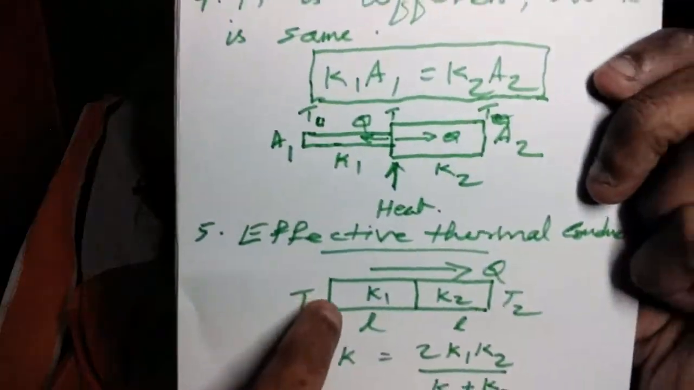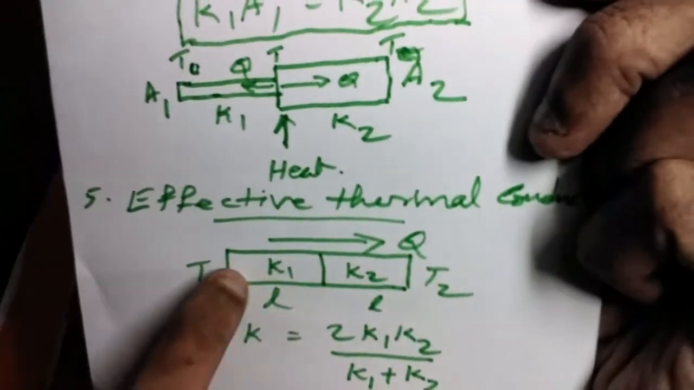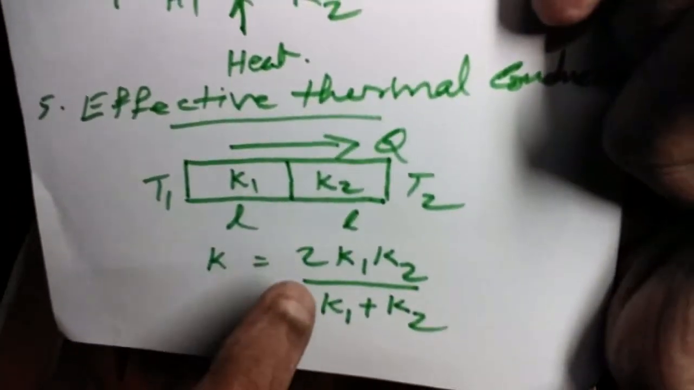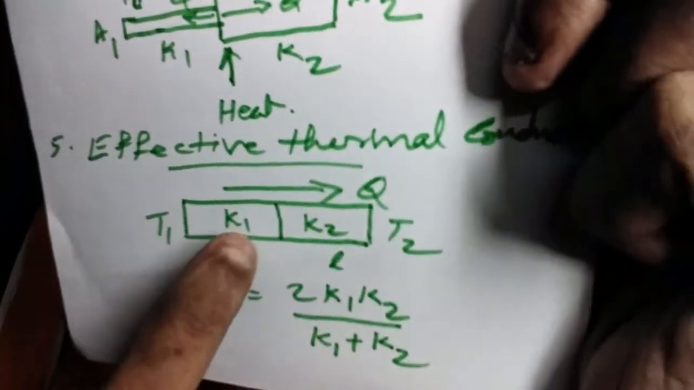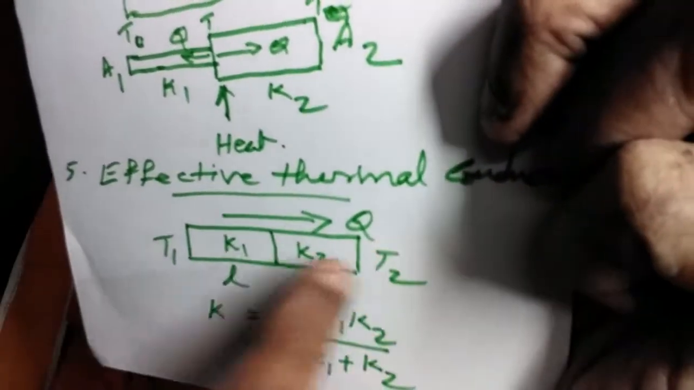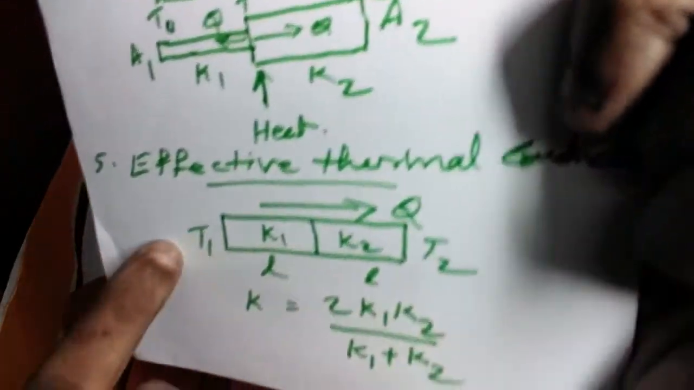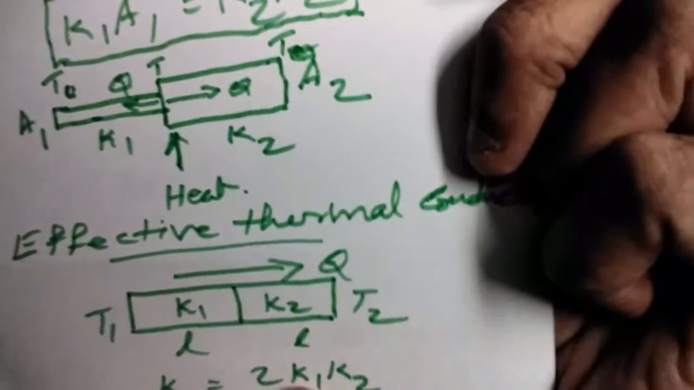Another point. Effective thermal conductivity when two blocks are joined in series. I think I have taken this portion. I have derived it. K equals 2 K1 K2 by (K1 plus K2), provided length is the same, area of cross section is the same. This is hot end, cold end. Heat is conducted in this direction from hot end to cold end. Then the effective thermal conductivity of this combination is 2 K1 K2 by (K1 plus K2).